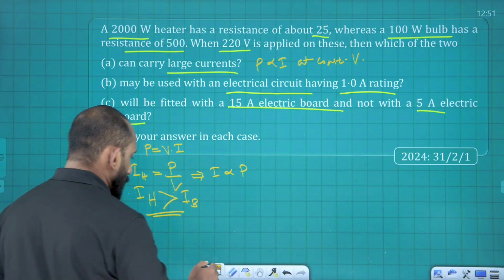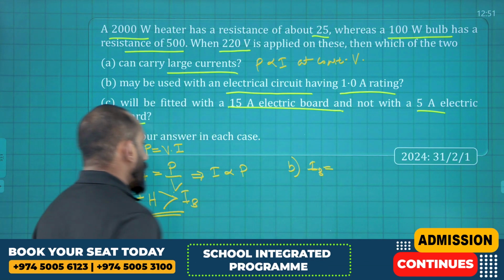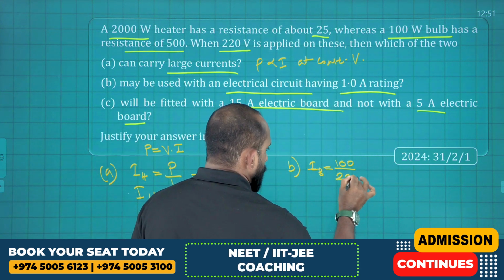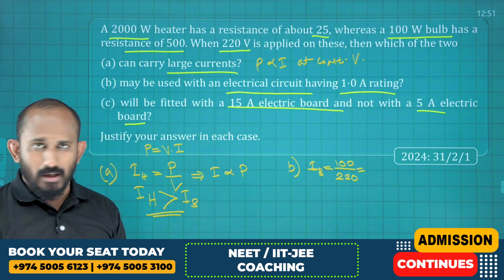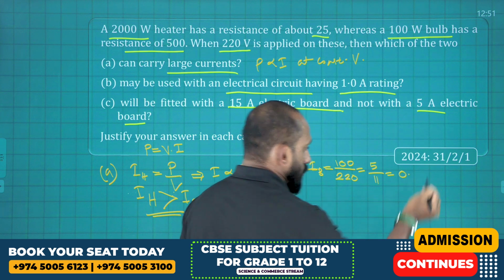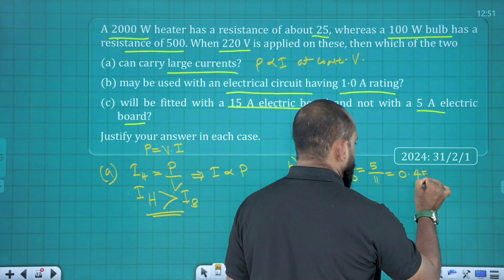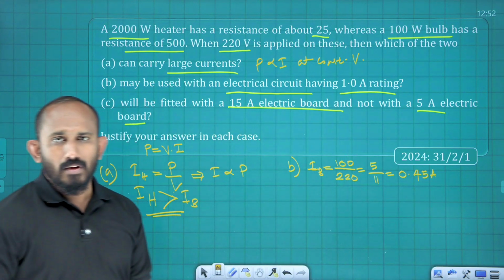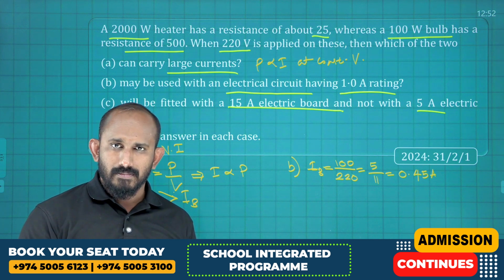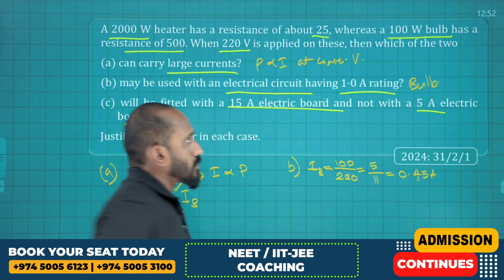Now for bulb, the second part, B. IB if you calculate, that is power by voltage. Power is just 100 only divided by 220. So 10 by 22 is coming. That is 5 by 11. That is equal to 0.45 ampere only that is passing through. So it can be connected with a 1 ampere rating. That's fine. So bulb can be connected with 1 ampere rating.